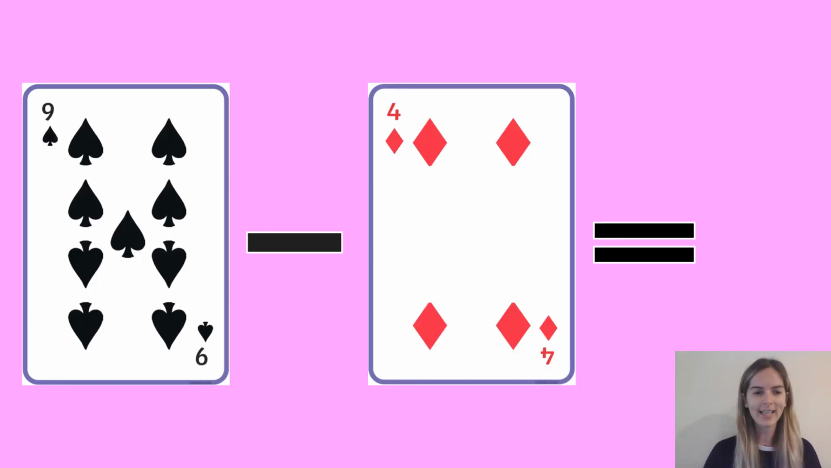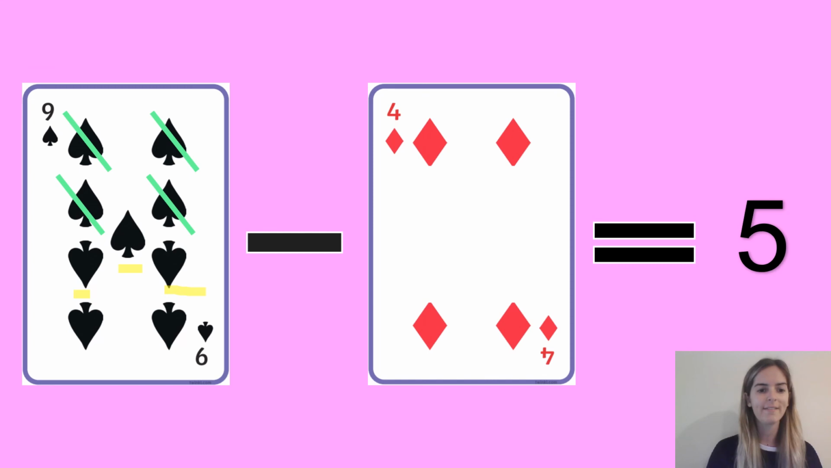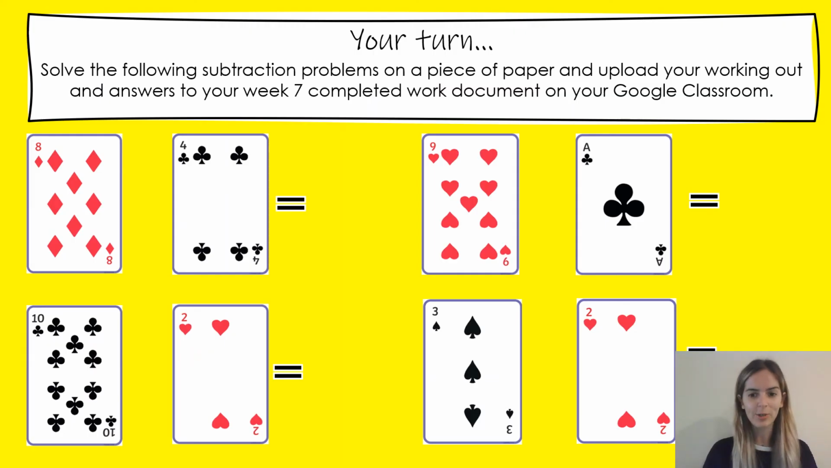Okay, so let's look at that on our cards. Now you could have also crossed out 4 on our deck of cards. Let's have a look. We have 9 and we're taking 4 away. Let's do that. There's 1, 2, 3, 4. And how many am I left with? I'm left with 5. And let's just double check. We've got 1, 2, 3, 4, 5. Fantastic. Now it's your turn.